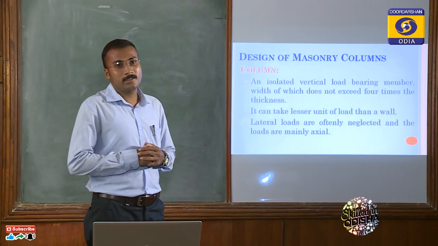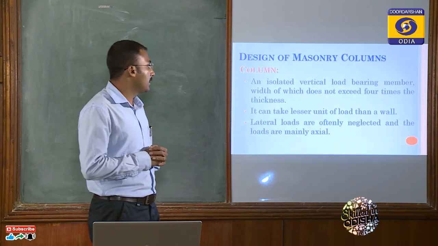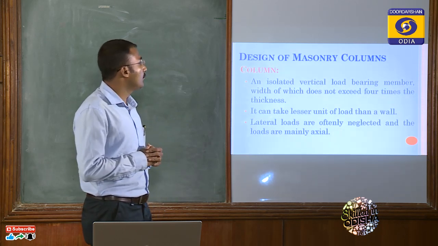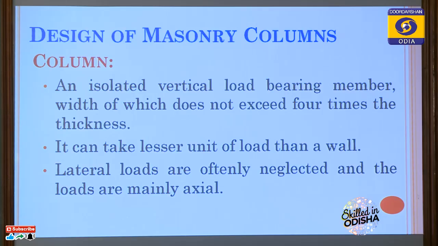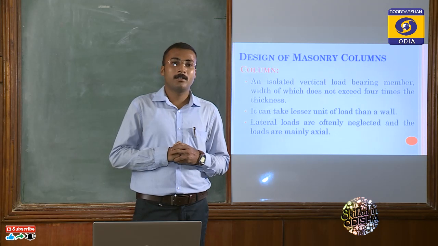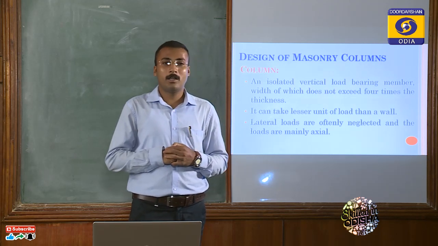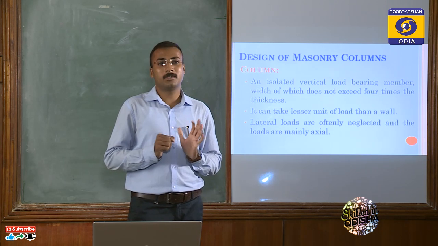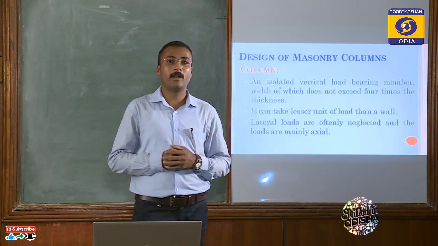That means its width should not exceed 4 times the thickness, and it can take a lesser unit of load than a wall. In masonry structures, we generally design the load bearing walls, and the maximum load is taken by the walls and the minimum load is taken by the columns, as these are the legs of a structure. The lateral loads are often neglected and the loads are mainly axial. It means the load on a column is mainly vertical loads, that means the gravity loads and its self weight.